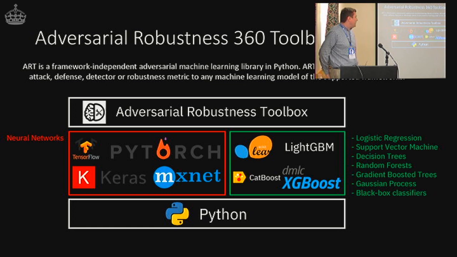So this is a very high-level architecture diagram of the Adversarial Robustness Toolbox. It's a Python library, and we support most of the neural network libraries like TensorFlow, PyTorch, Keras, MXNet. But recently we did a lot of work to also support the more classical machine learning models, especially the ones from scikit-learn, and also GBM, CatBoost, and XGBoost models. So this also gives you the possibility to use ART with logistic regression, support vector machines, decision trees, and so on.